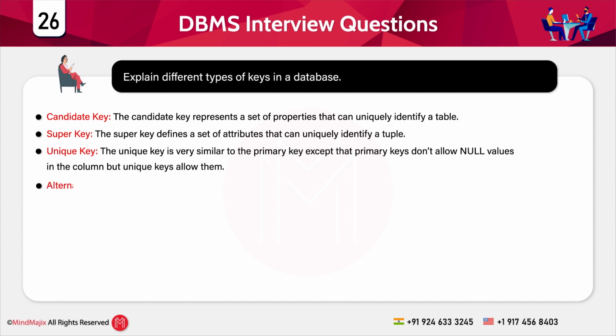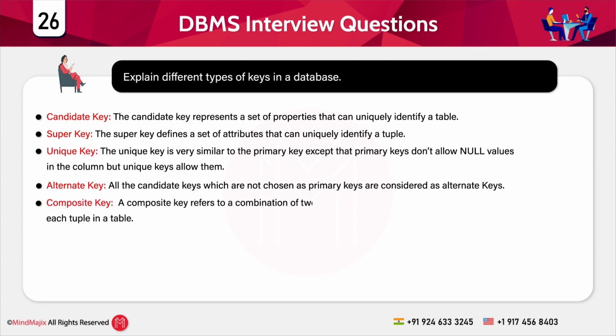Then we have the alternate key. All the candidate keys which are not chosen as primary keys are considered as alternate keys. And last but not the least, we have the composite key. A composite key refers to a combination of two or more columns that can uniquely identify each tuple in a table. So these were some of the definitions about keys that you must remember.